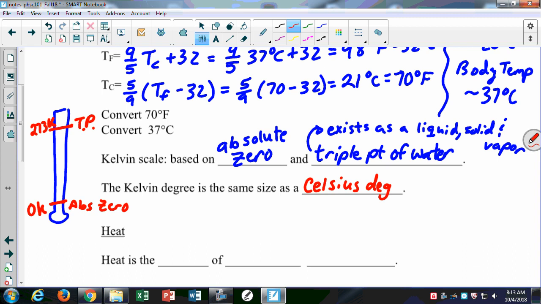I don't mean that the temperatures are the same, like 70 Kelvin is the same as 70 degrees Celsius. That's not what I mean. What I mean is that a change in 1 Kelvin is the same as a change in 1 degree Celsius. And that's why we have this funky 273 up here. It's to link it up with the Celsius scale, so that this is true. So 0 Kelvin is negative 273 degrees Celsius. It's actually like 273.1 because it's based on that triple point.